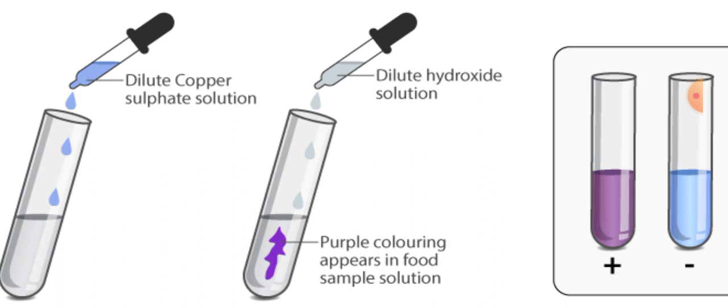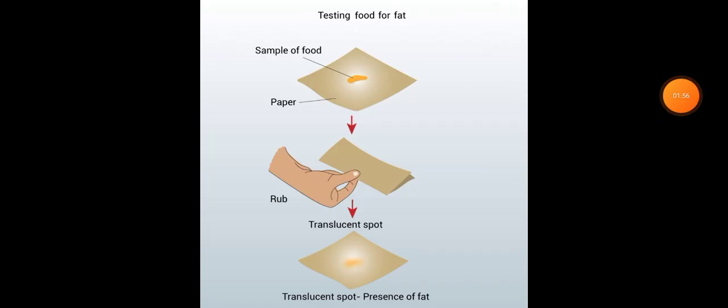Now let's see how to find fats in a food sample. How to find whether there's fats in the food sample. The thing you require for test for fats is nuts, potato chips, nuts or potato chips and butter paper.